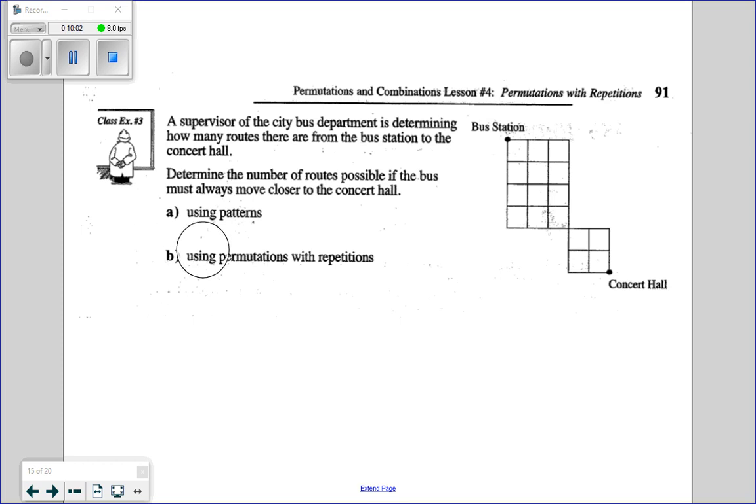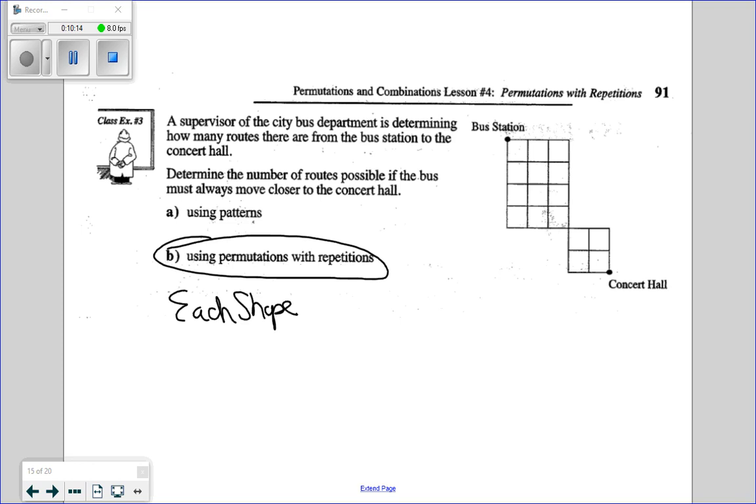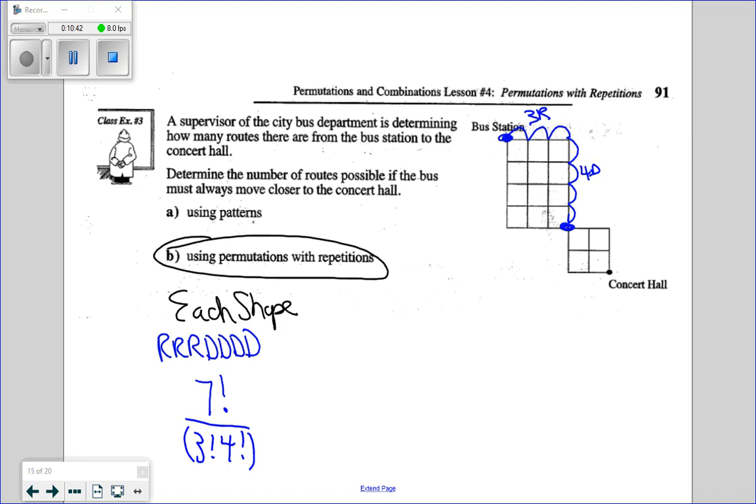Option number 1 is to do the question using repeats. So we'll do this way first. What you do is you do each shape. So we're going to go from here to here. We've got 3 movements right and 4 movements down. So we've got 3 R's and 4 D's. So we've got 7 objects repeated, 3 factorial, 4 factorial.